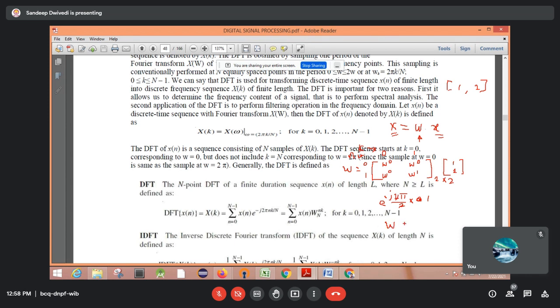That will be more clear in a 4-point DFT. For example, see here, W raised to the power 0 and W raised to the power 2 will have the same value. Here 2 is not there, that's why it is not clear over here. So this will be more clear in an 8-point or 4-point DFT. W raised to the power 0 and W raised to the power 2 have the same value, which means after every 2 points it will repeat the value. Whatever value W raised to the power 0 has, the same value W raised to the power 2 will have. So that will be more clear in a 4-point DFT.